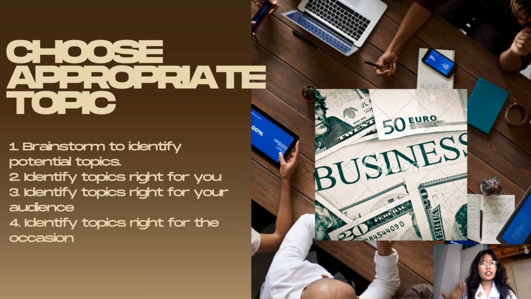Marketing strategies for such products. The third one is identify the topic right for your audience. After knowing what topics are right for you, you must choose a topic that's right for your audience, because it is crucial to consider them as well. In this part, you will consider the audience's age, interest, and expertise. Choose a topic that resonates with them and addresses their needs.